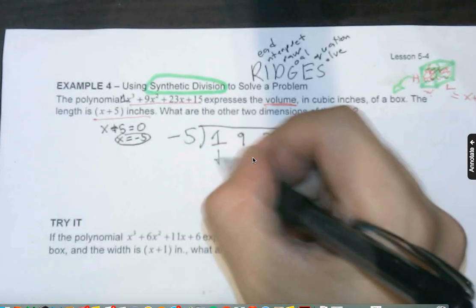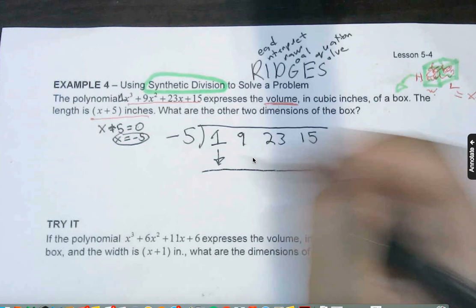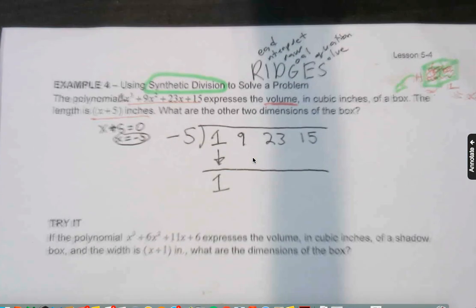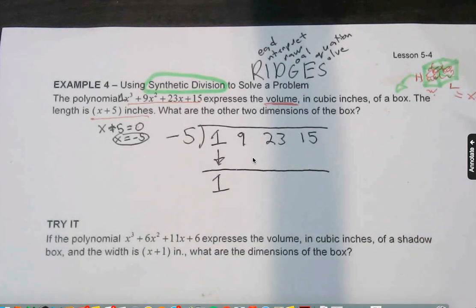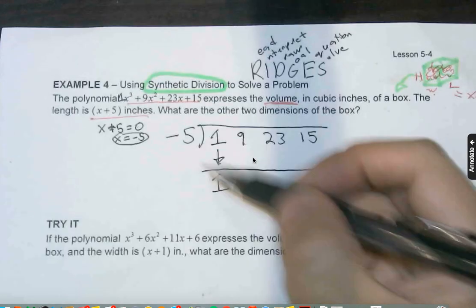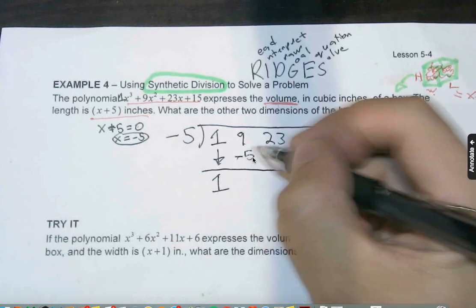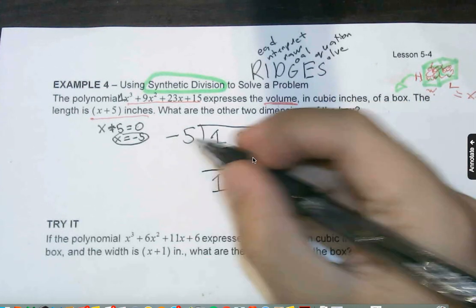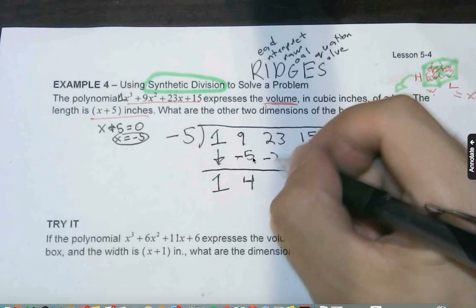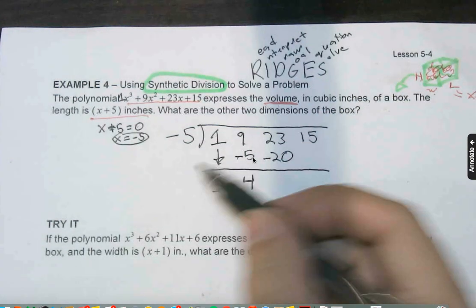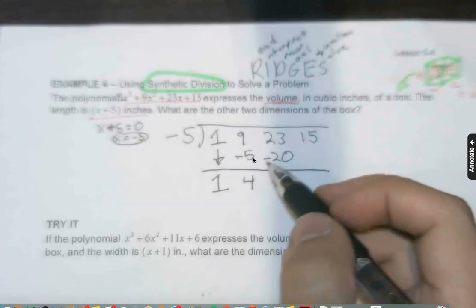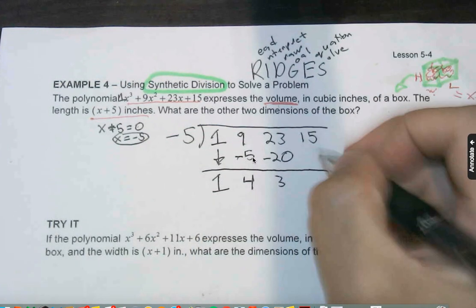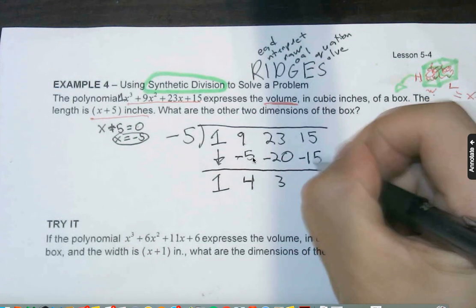As mentioned previously, we drop down that first coefficient. We drop it down like it's hot. Taking the product of negative 5 and 1, we then have negative 5. 9 minus 5 gets us 4. Negative 5 times 4 gets us negative 20. We also have 23 minus 20, which is 3, negative 5 times 3, which is negative 15.